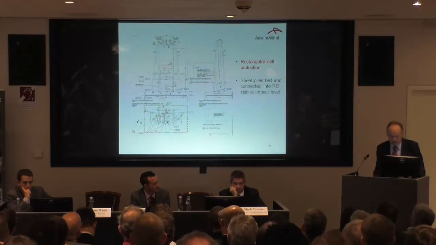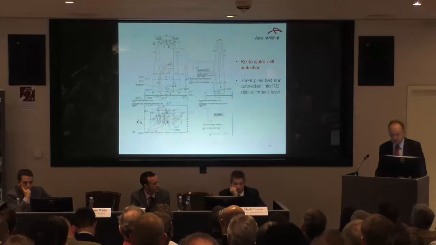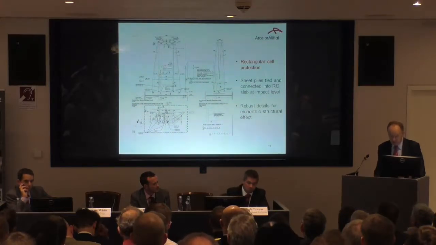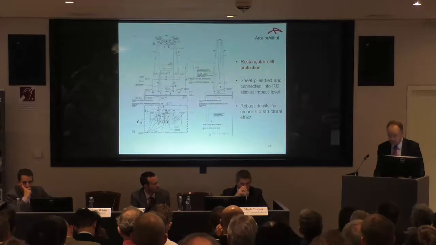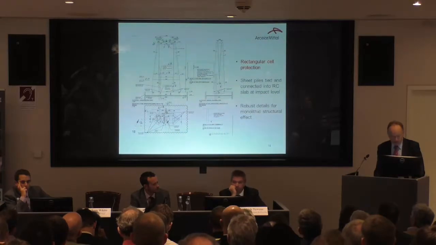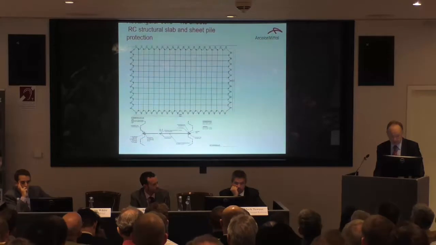Sheet piles will be tied and connected into the RC top slab, usually up to about 2 meters thick. And really this is to provide a monolithic structural connection to have a robust effect on a very large impact force.